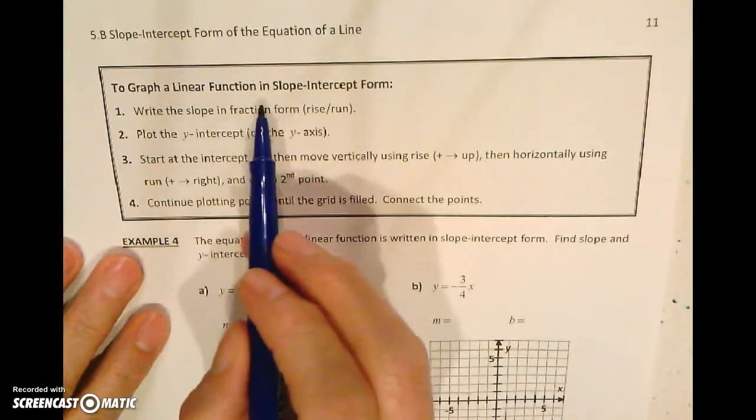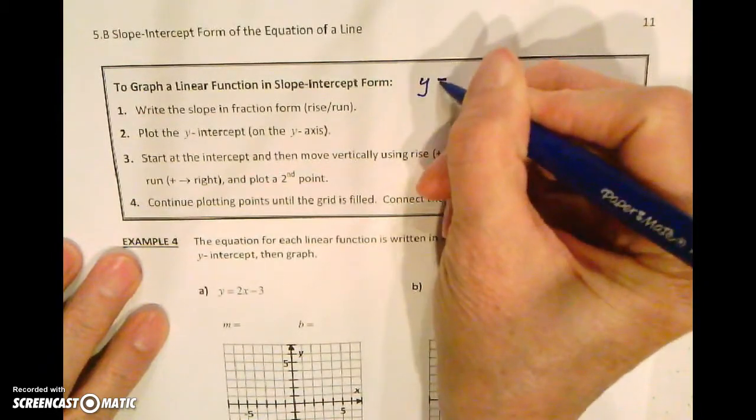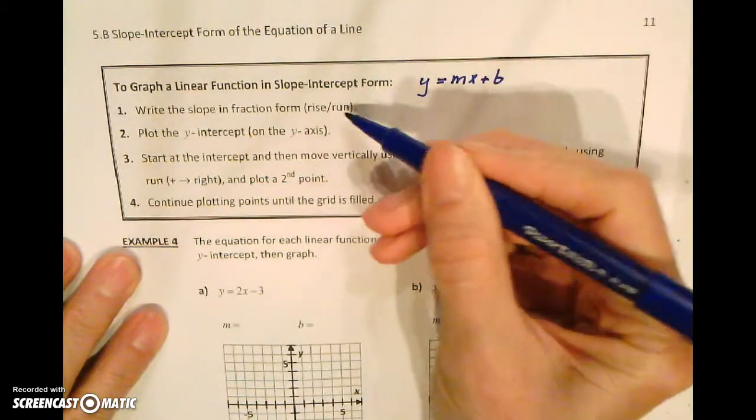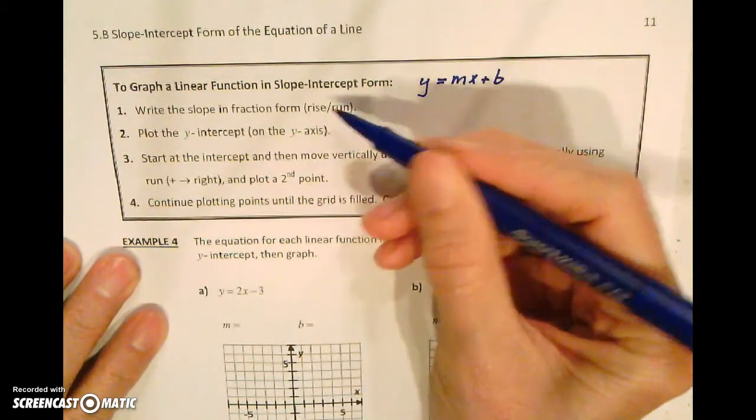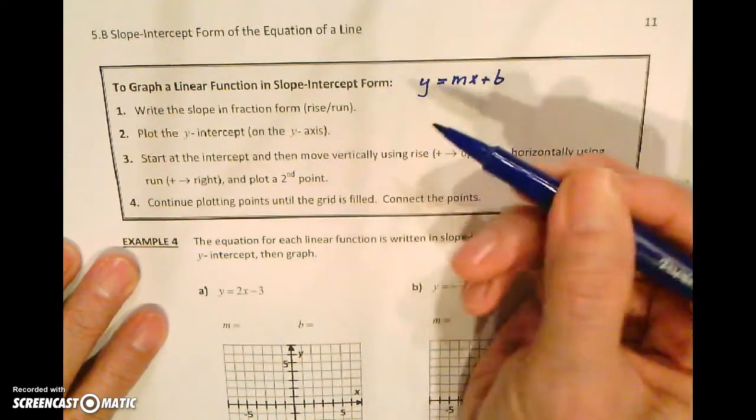To graph a linear equation in slope-intercept form. So remember what that was, y equals mx plus b. You're going to write the slope in fraction form, so rise over run. Plot the y-intercept on the y-axis.